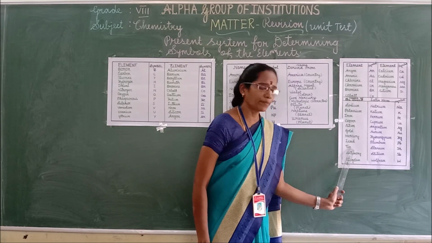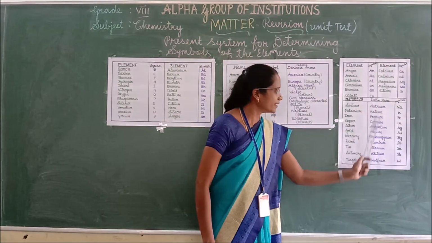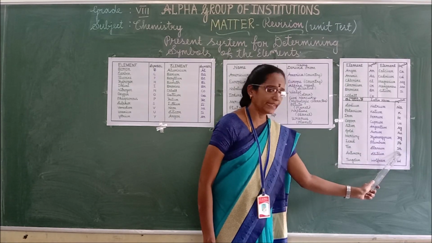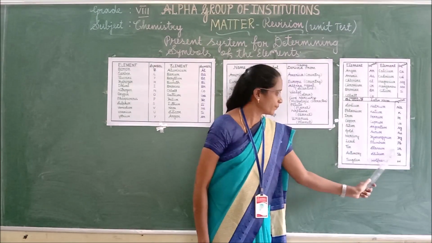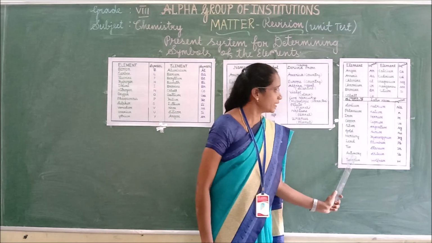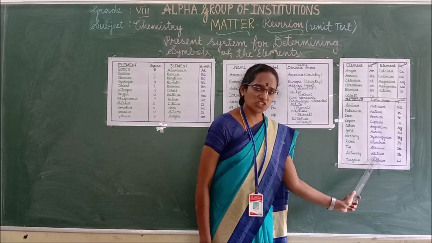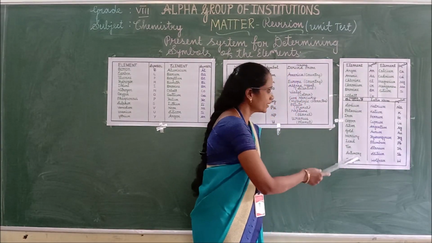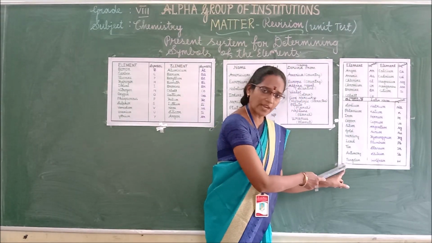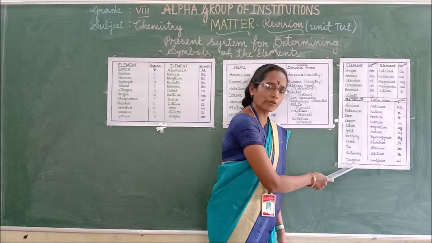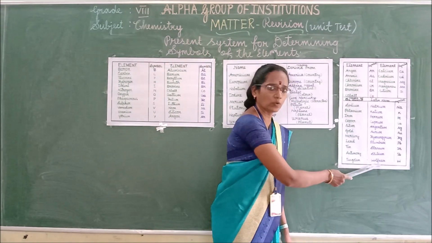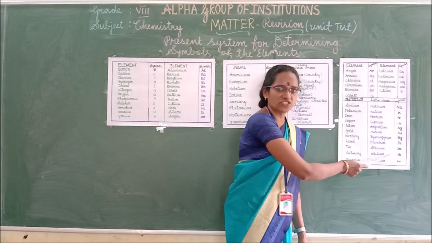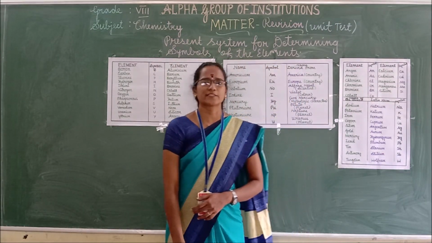Next, tin. Name of the element is tin, and its Latin name is stannum. What is the symbol of tin? Sn. Okay. Next one, antimony. Its Latin name is stibium, and its symbol is Sb. Next one, name of the element is tungsten, and the Latin name of tungsten is wolfram. Okay, wolfram, and its symbol is W. Got it, children? Okay, shall we move to the next one?